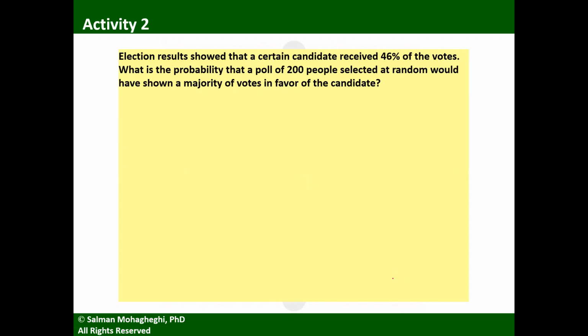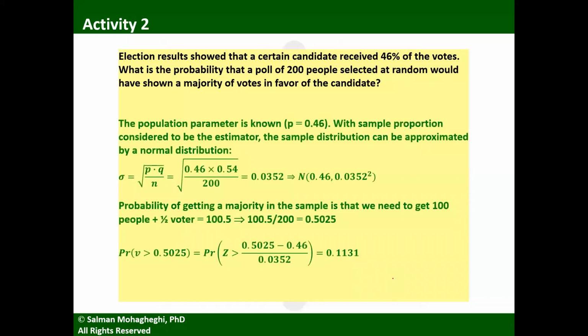Let's do another example. Imagine election results show that a certain candidate has received 46% of the votes. We take a poll of 200 people at random, and we would like to know what is the probability that these 200 people would actually show a majority support for that particular candidate. So different from the population parameter. The population parameter, again, here is known, 46%. Sample distribution can be approximated as normal because the sample size is large, it is 200.